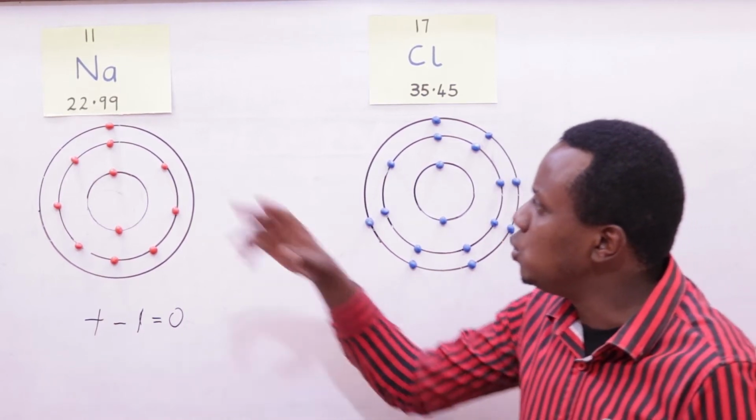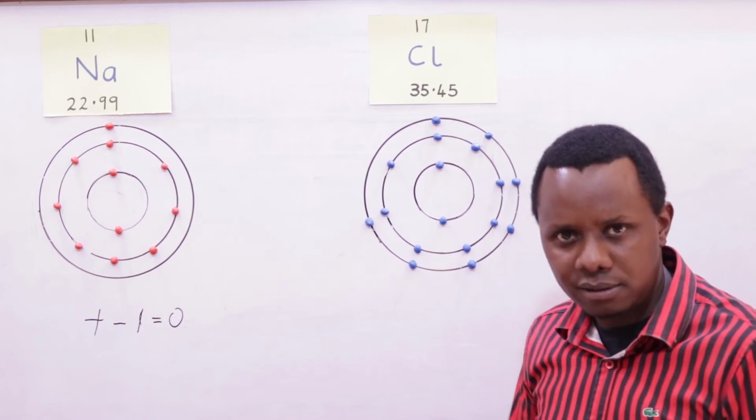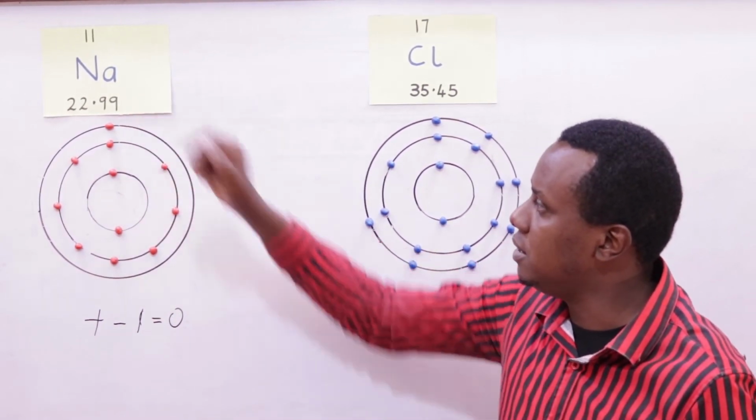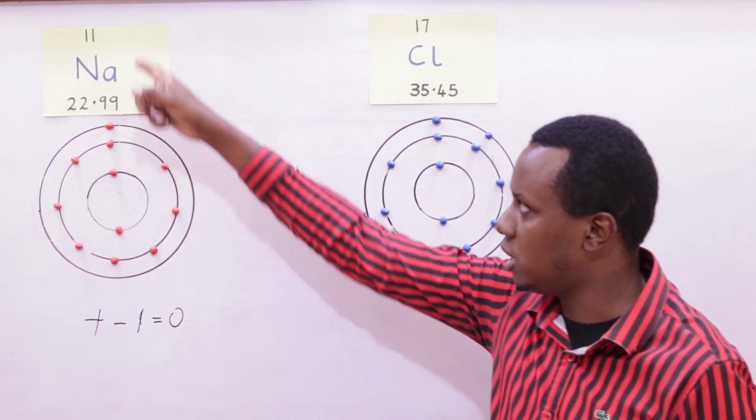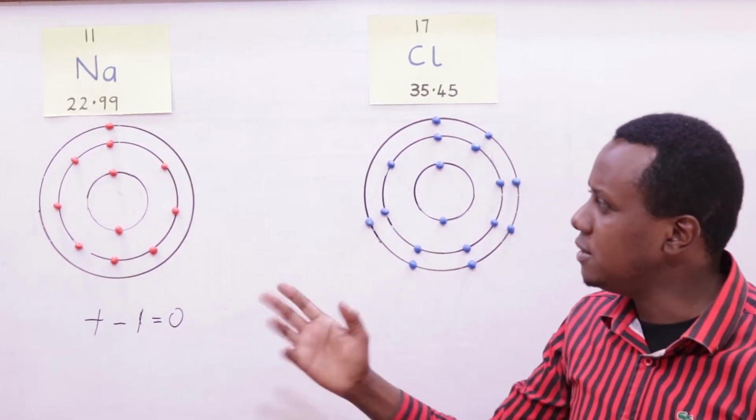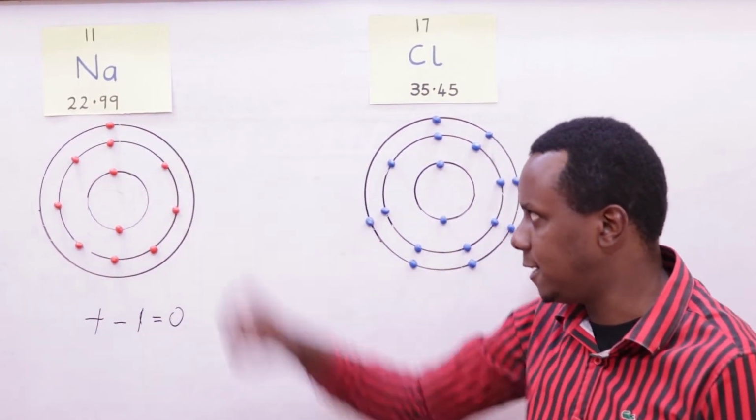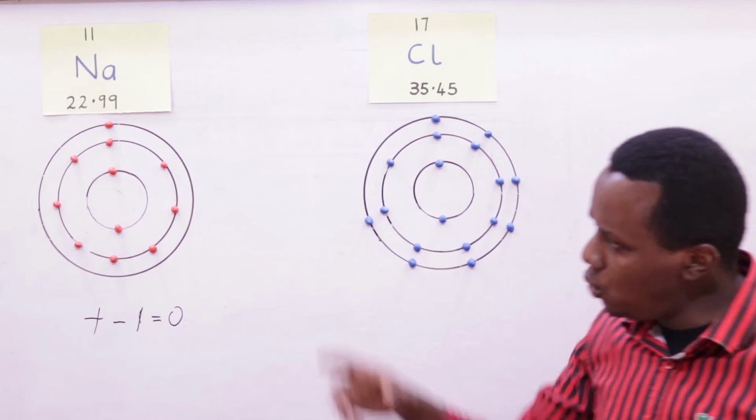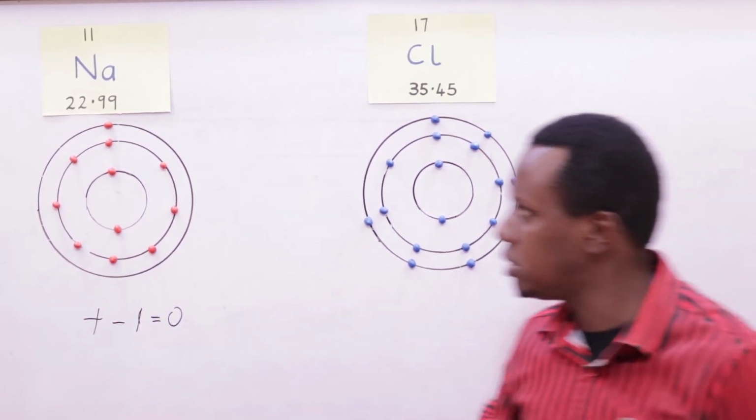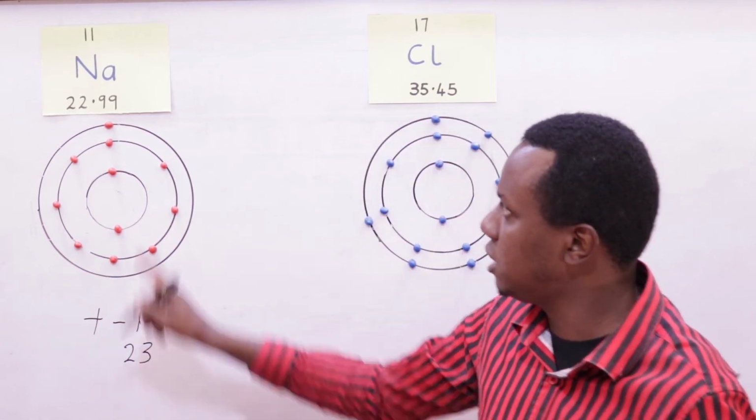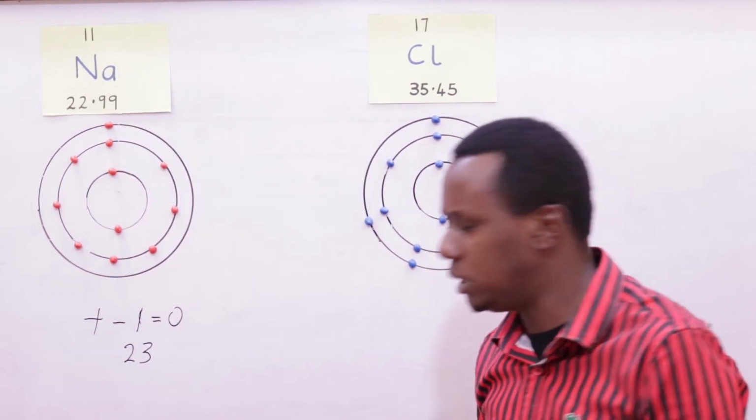Now, to get the neutrons, the number of neutrons here, what we do is we take this mass number and we subtract the atomic number. In this case, the mass number is 22.99, but you cannot use it like that. You have to round it off. When you round it off, then you get 23. And then you subtract 11, which is the atomic number.